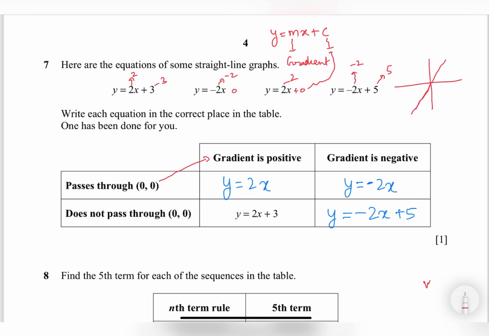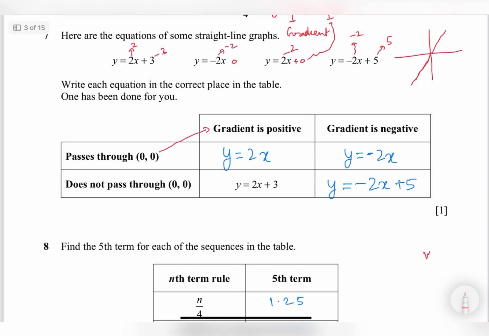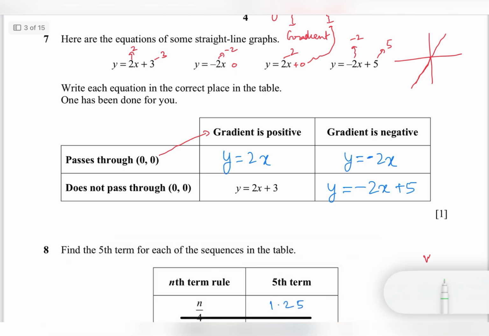Y-intercept is the point where it crosses the y-axis, and it is crossing the y-axis at 0, 0. Yes or no? So you will look for the value over here in which gradient is positive. Okay, so let me use a different color. Gradient is positive in this one and in this one, but we need only one which passes through 0, 0. So this would be our answer because y-intercept should be 0.